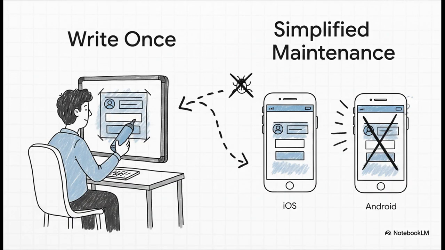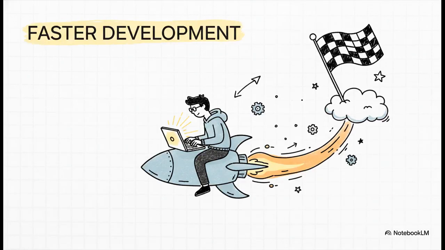Think about what this actually means day to day. Instead of your team building a login screen for iOS and then turning around and building that exact same screen again for Android, they just built it once. When a bug pops up, you fix it in one place, not 2. This just massively cuts down on the work and makes keeping the app updated so much simpler. Naturally, when you're writing less code, you're going to move faster.